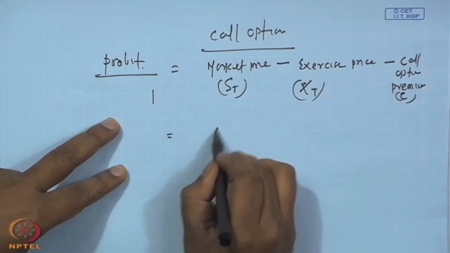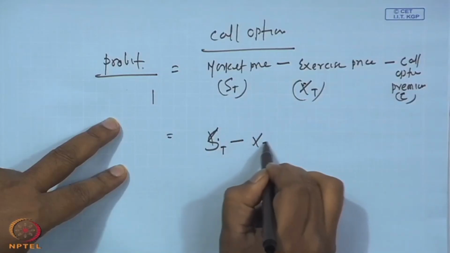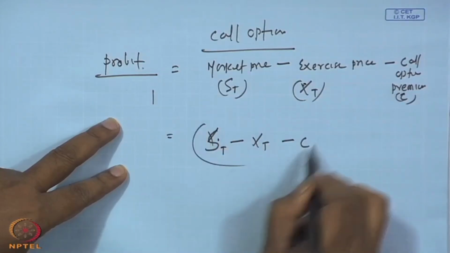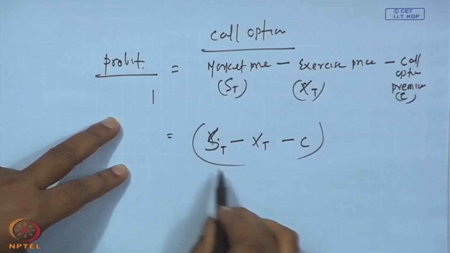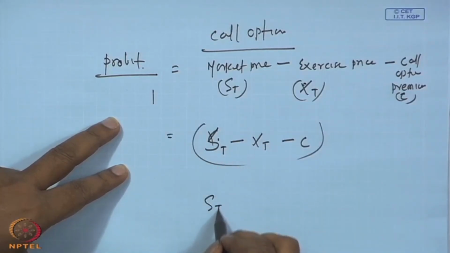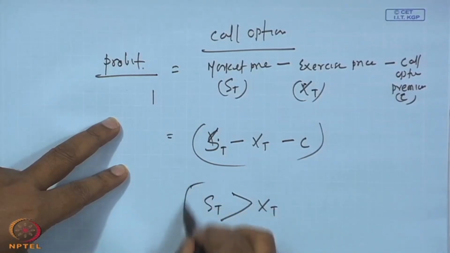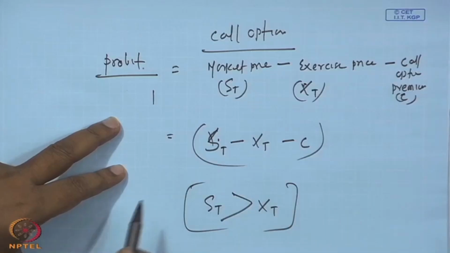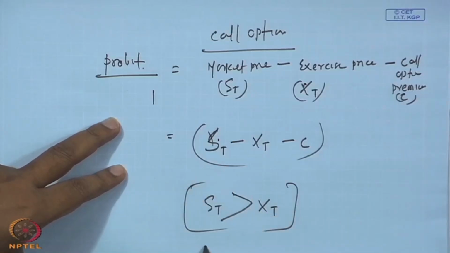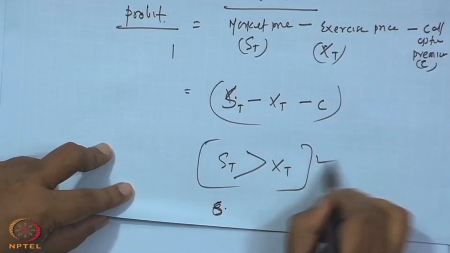So, my profit will be ST minus XT minus C. When will I get a profit in the case of call options? If ST, that is the market price, is greater than XT, then only I can get a profit; otherwise it will be a loss for me. What is the loss for me? Only when the market price ST is above XT do I get a profit here.